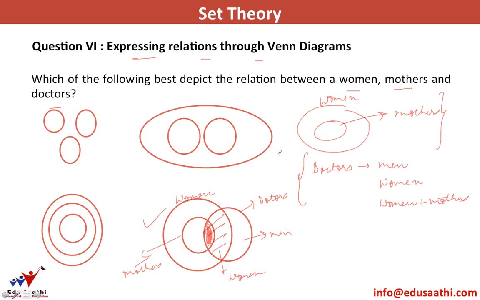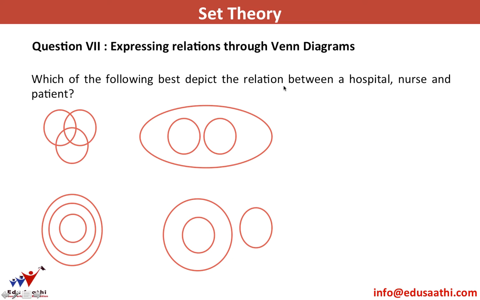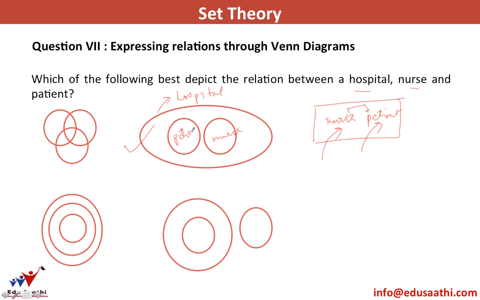We'll do a couple of more questions. Which of the following best represent the relation between a hospital, a nurse and a patient? So we know that if I have a hospital here, inside the hospital I will have a nurse, and inside the hospital only I'll have a patient, and these two are separate from each other. A nurse cannot be a patient. So what is the best pictorial description? This one here. This outer oval represents the hospital. This could be nurse and this could be the patient.